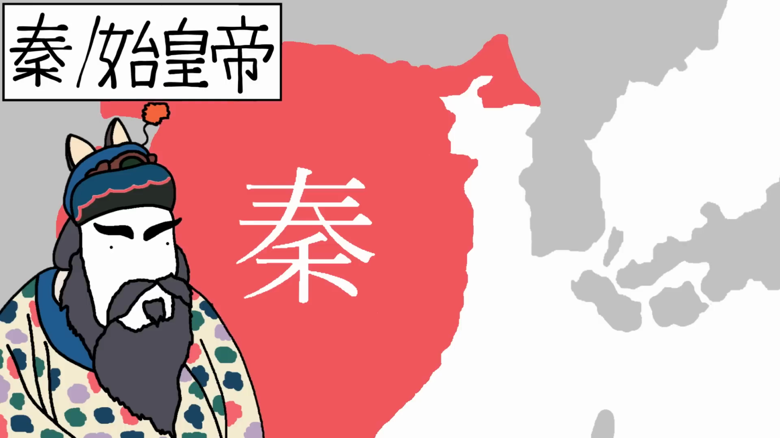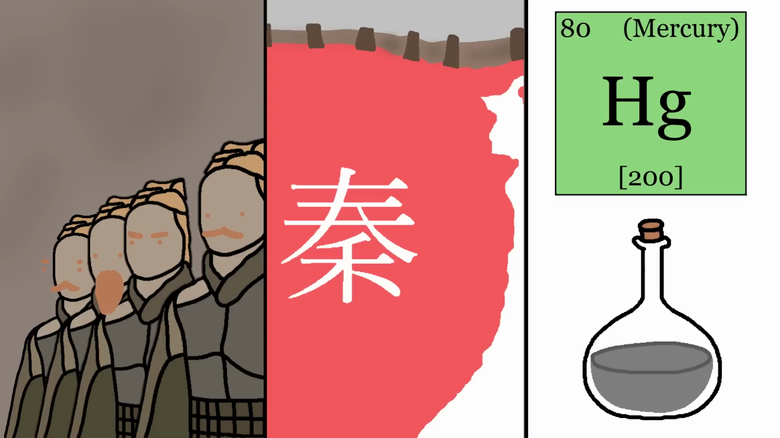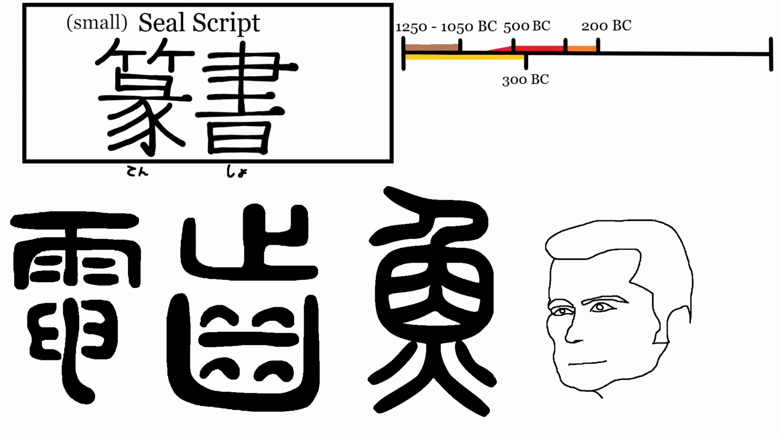Qin Shi Huang, the first emperor of China, was basically a great reformer. He's the guy responsible for the terracotta people, expanding the Great Wall, and drinking the immortality potion that ironically killed him. Anyways, he standardized and upgraded the Chinese script to his kingdom's, which then evolved into small seal script.